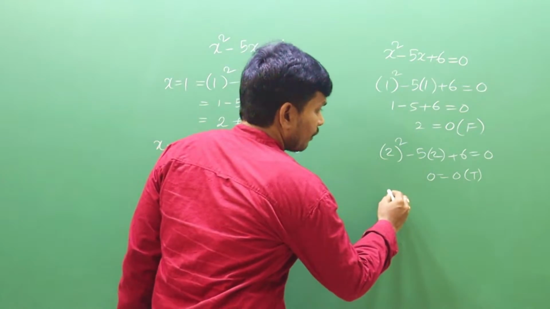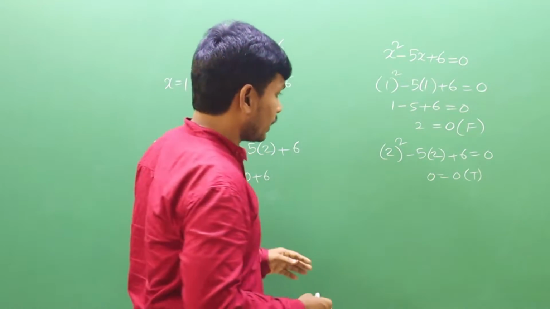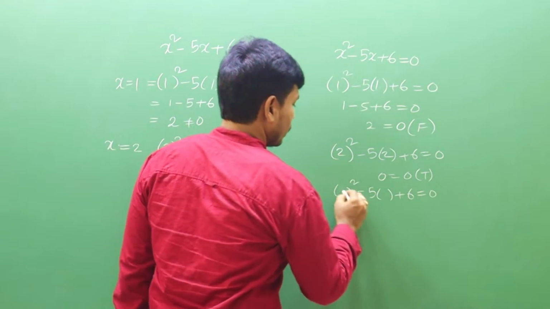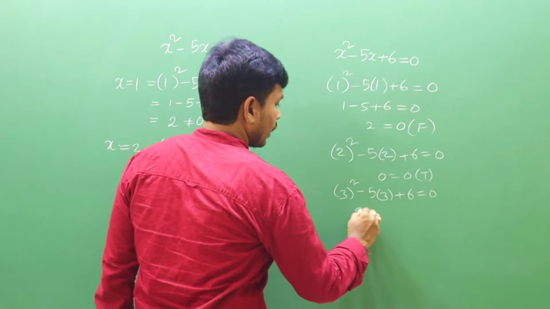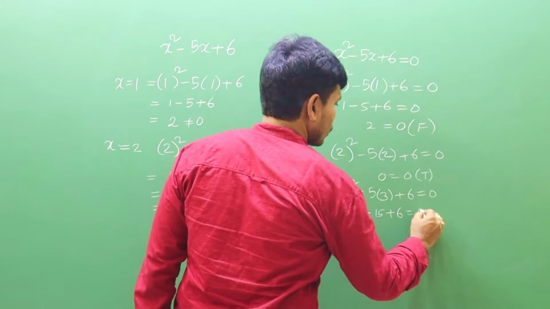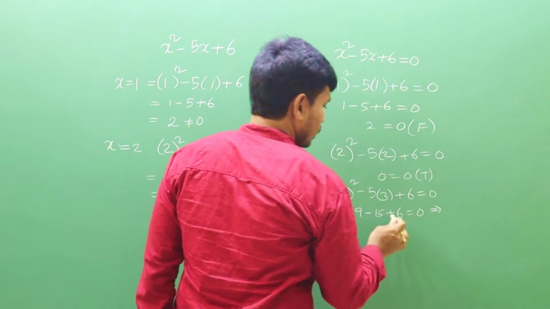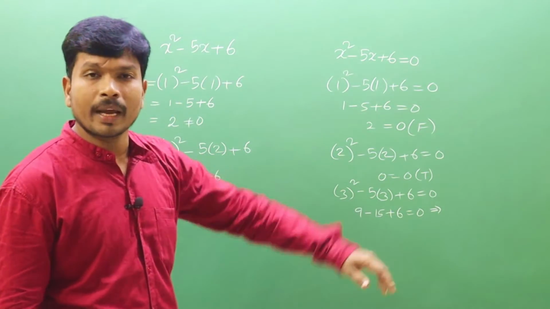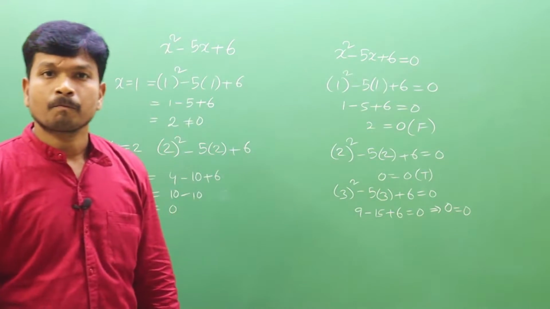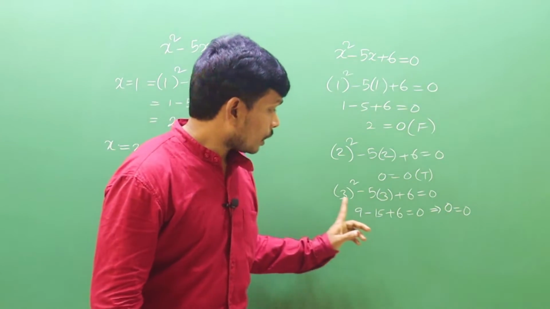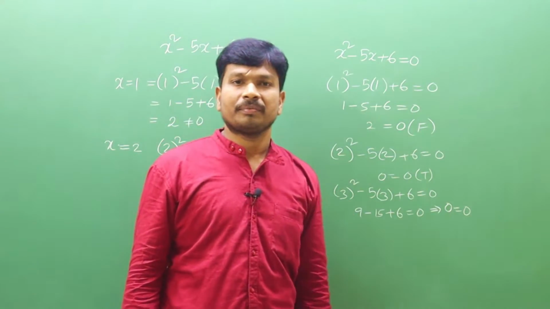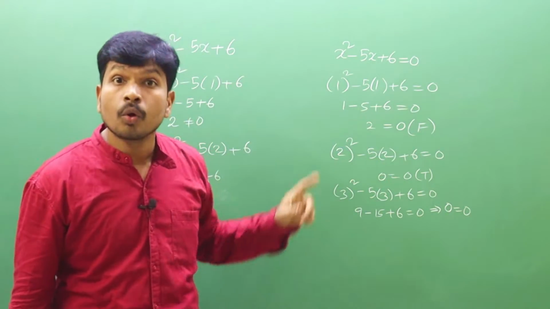Okay. One more value I am giving you. Take 3. 3 square minus 5 times 3 plus 6 equal to 0. 3 square is 9, minus 5 threes are 15, plus 6. That implies 9 plus 6 is 15, 15 minus 15 is 0. So 0 is equal to 0, you got it. Now 3 is also called a root of this equation. So how many roots did we get now? 2 roots.